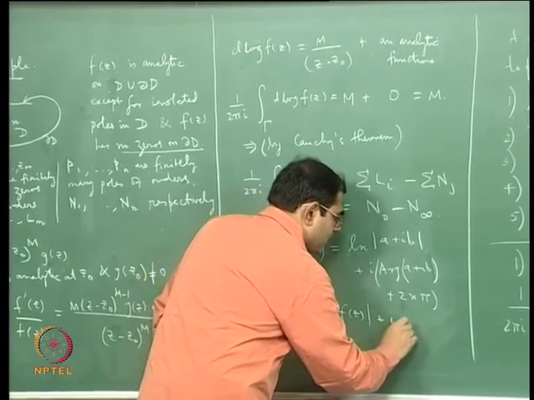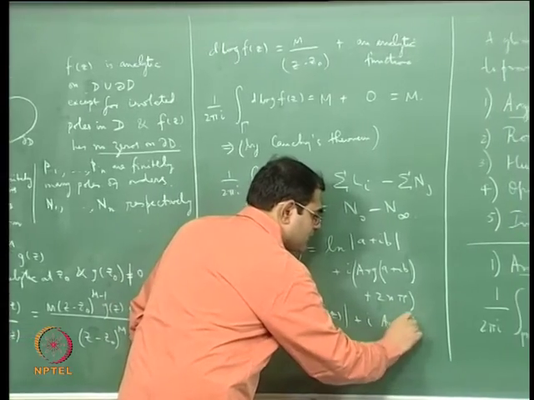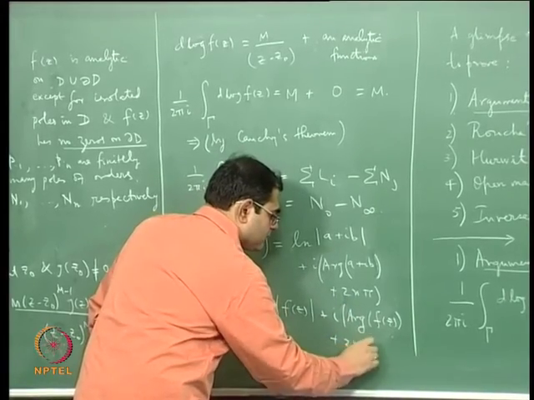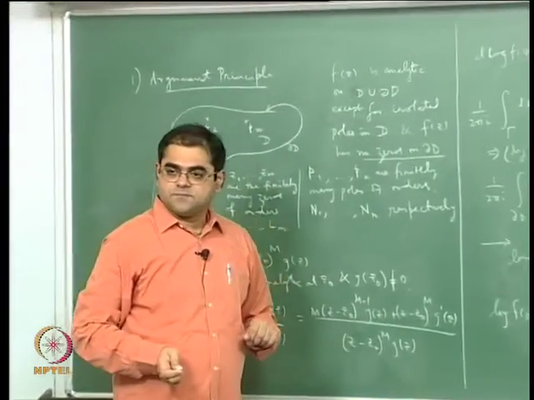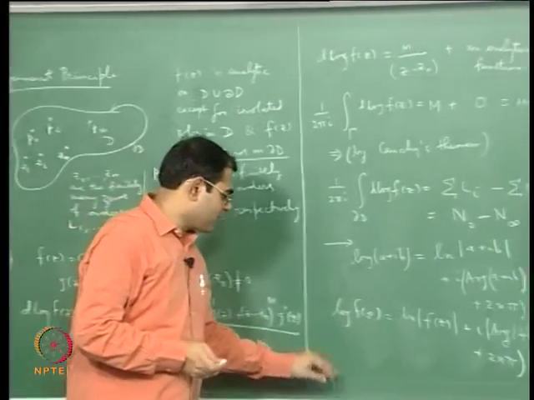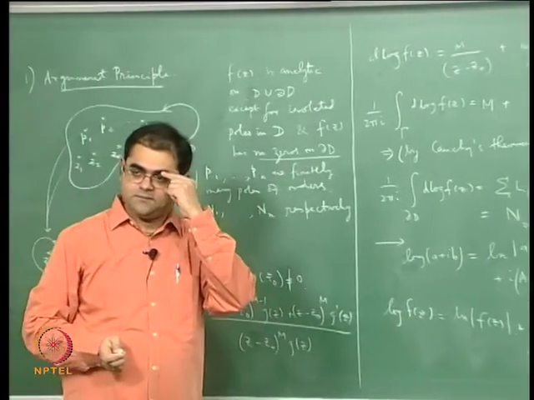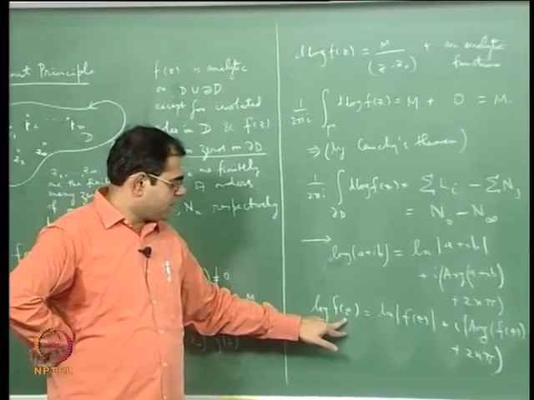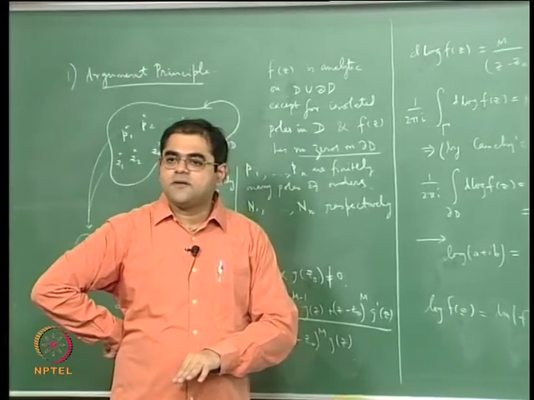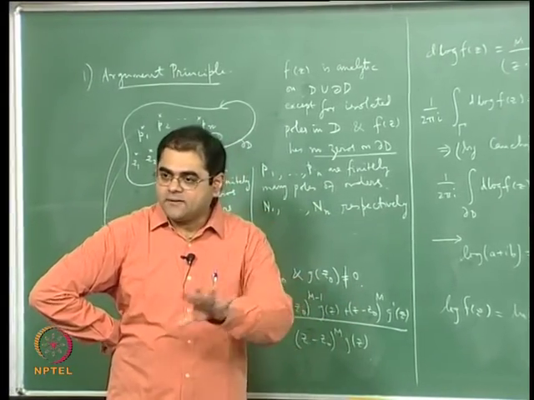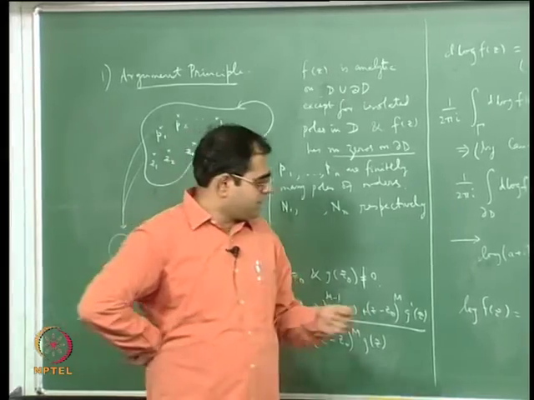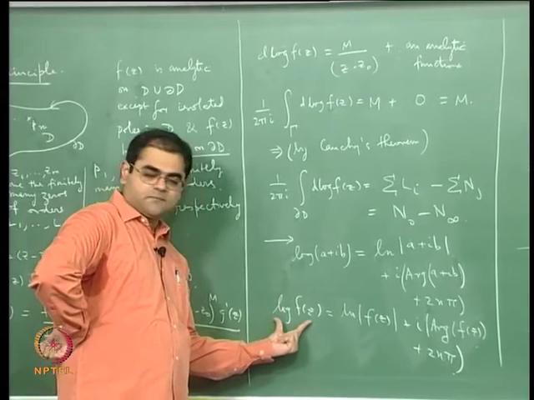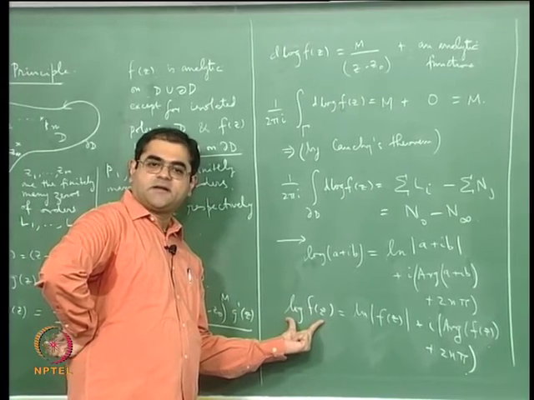So if you write log f(z), naively you will get ln mod f(z) plus i times argument of f(z) plus 2 n pi. You can write something like this. But this is okay if you fix a particular value of z. The only problem is that if you try to write this uniformly for all values of z in a domain, then you might end up in trouble, because this log f(z) need not define an analytic function.